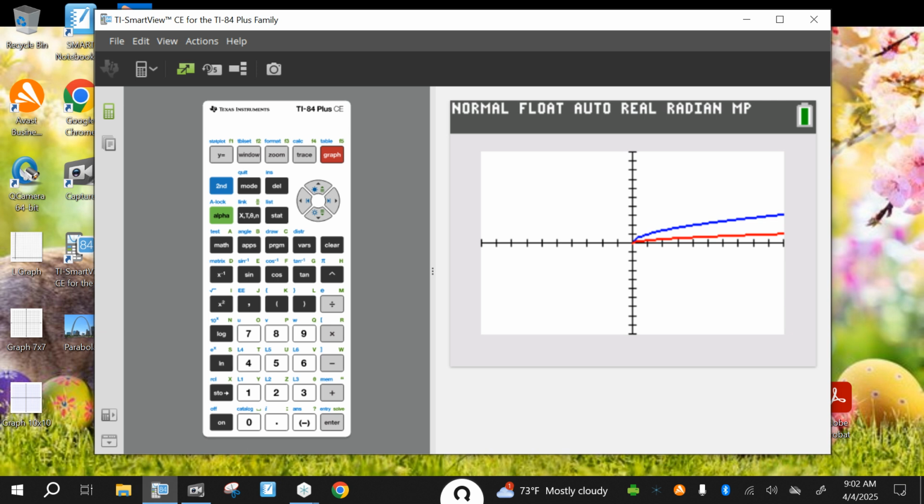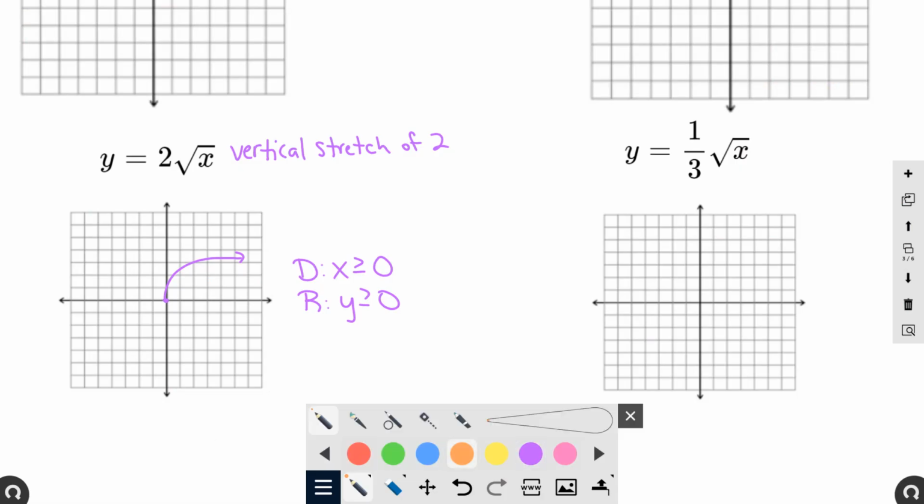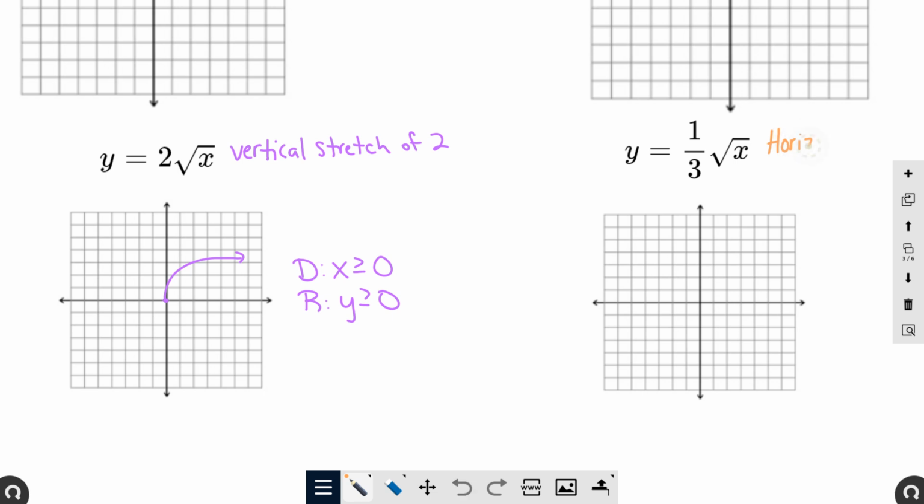Now we're looking at the red graph is the new one. So what happened from the blue graph to the red graph? It got a lot shorter. So instead of a vertical stretch, now it's a horizontal stretch. So it stretches out this way. So this one has a horizontal stretch of 1/3. Make sure you put of how much it is.